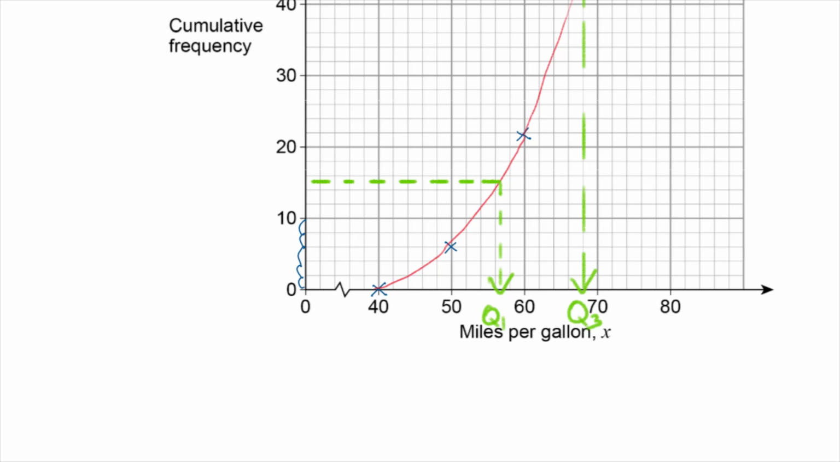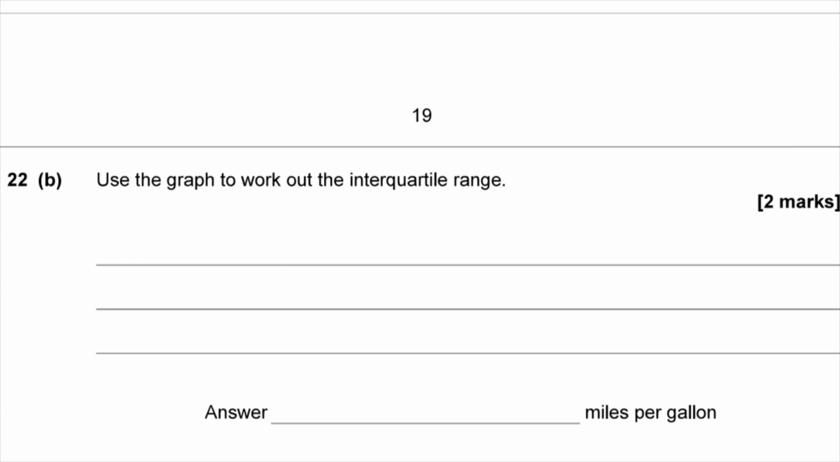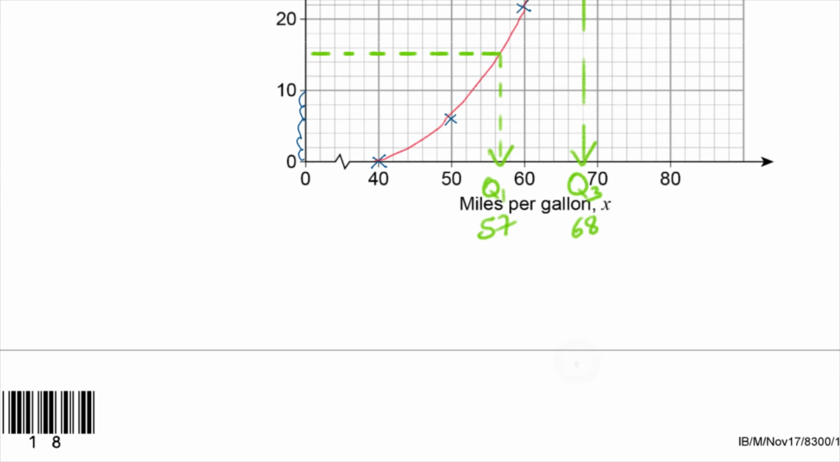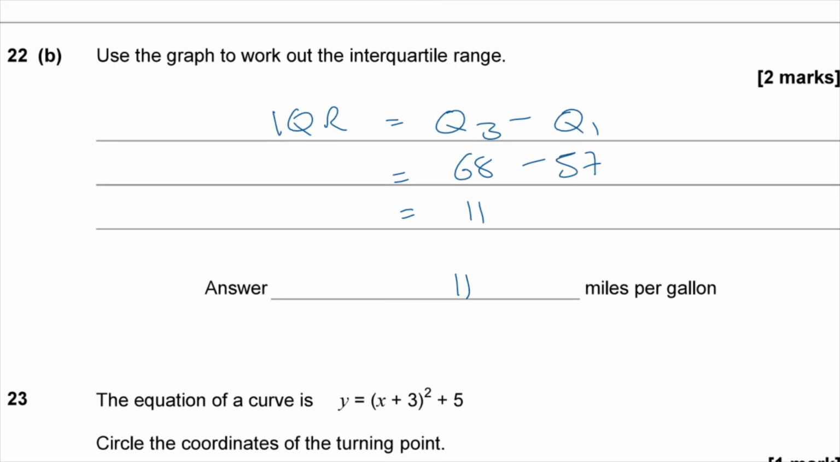So I make Q1 equal to, what's that, 57? It's between 56 and 57. I'm going to go for 57, I think. And then the Q3 value looks to be 68. So then my interquartile range is going to be Q3 subtract Q1, which was my 68, subtracting my 57. 68 subtract 57 is 11. So the interquartile range then is going to be 11 miles per gallon.